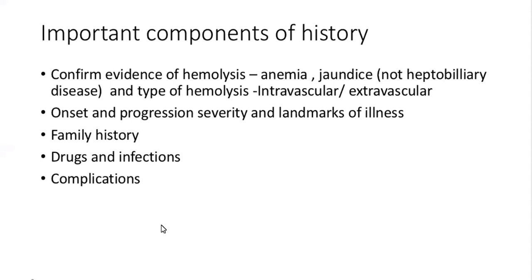I have only listed 5 things that you really need in a history of a hemolytic anemia. The most important thing is that you have to make sure that it is hemolysis, not hepatic illness. If there's anemia and jaundice, and if there's a splenomegaly, then the most likely cause is a hemolytic anemia. You have to exclude other hepatobiliary disease because that might cause confusion.